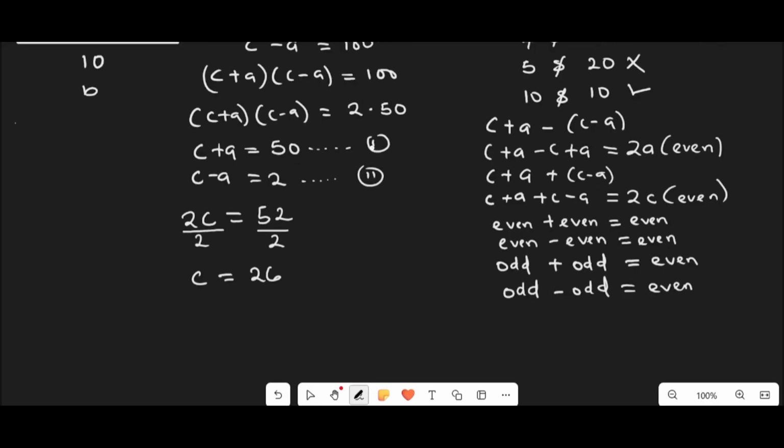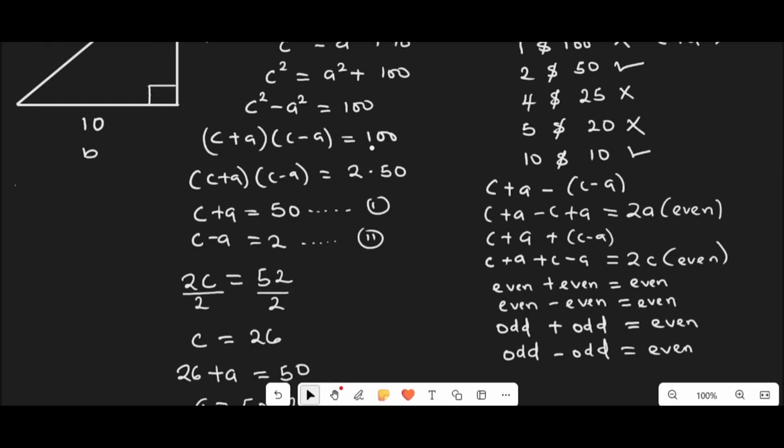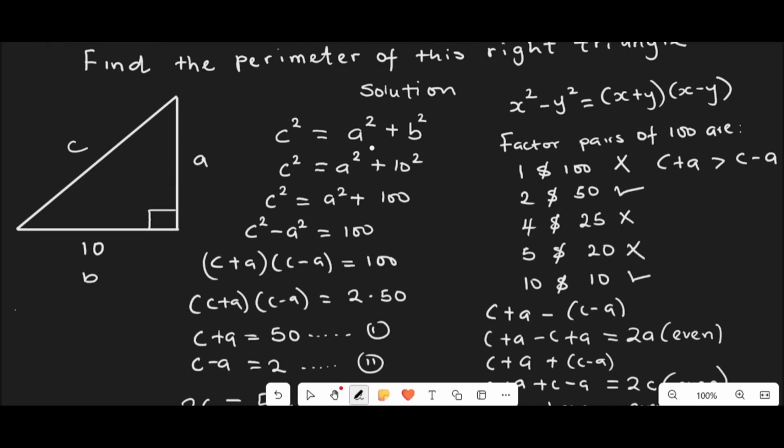So let us substitute 26 into equation 1 to determine the value of our A. So we are going to have 26 plus A equal to 50. Let us transpose 26 to the right hand side. A equal to 50 minus 26. A equal to 24. So in our given triangle, A is 24 and C equal to 26.